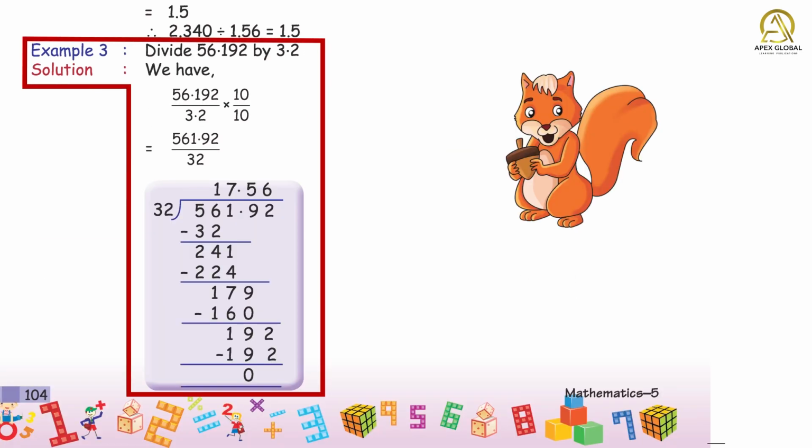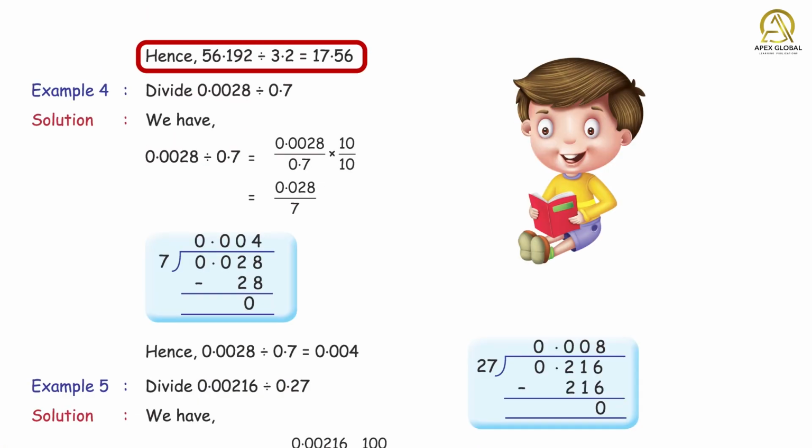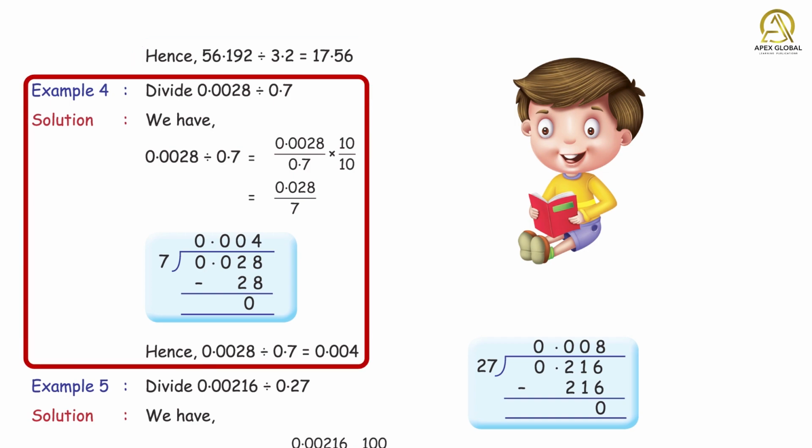Example 3. Divide 56.192 by 3.2. Solution: we have 56.192 upon 3.2 into 10 by 10 equals 561.92 upon 32. Hence 56.192 divided by 3.2 equals 17.56. Example 4. Divide 0.0028 by 0.7. Solution: we have 0.0028 upon 0.7 into 10 upon 10 equals 0.028 upon 7. Hence 0.0028 divided by 0.7 equals 0.004.